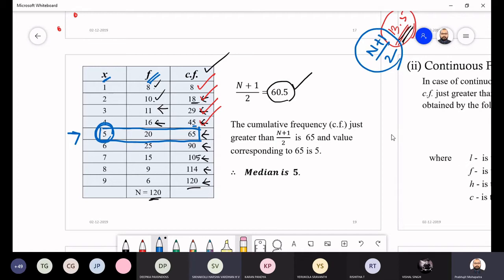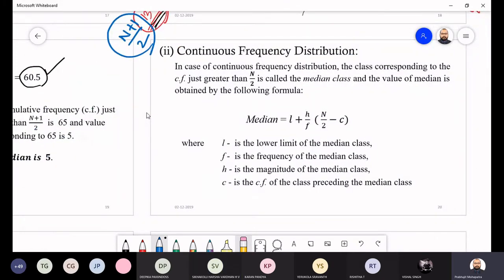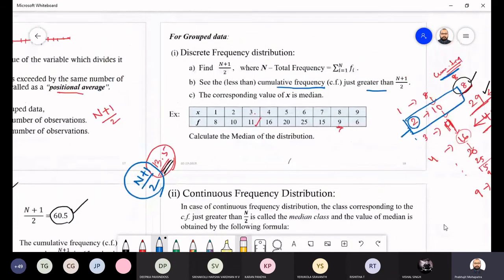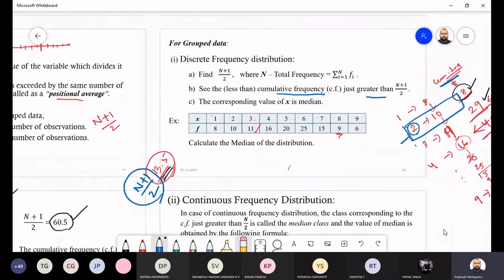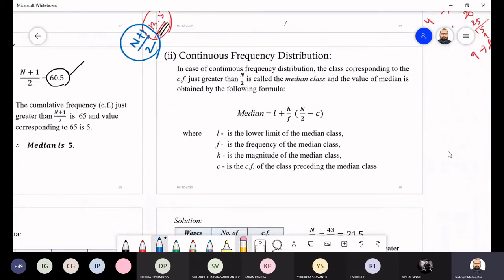Yes, sir. So similarly, we can do for the continuous frequency. So this is the discrete group data. Okay. What we discussed, that is the discrete type. There is no class interval, only discrete data is there. Okay. Now we'll see for the class interval. The class interval also same thing. Okay. Same thing. See, we will not go into how the formula came, or other theory. So our target is just to solve the problem. Okay, how to calculate the mean, median, mode.